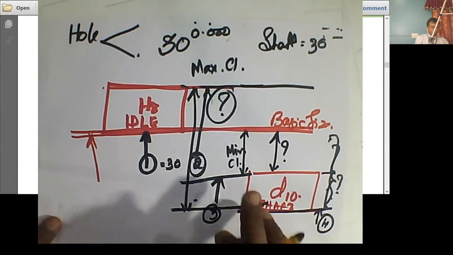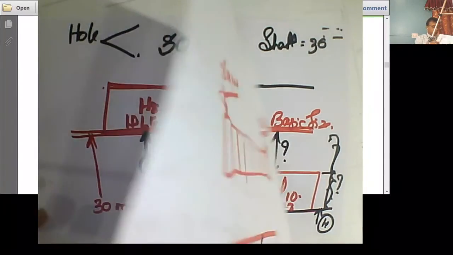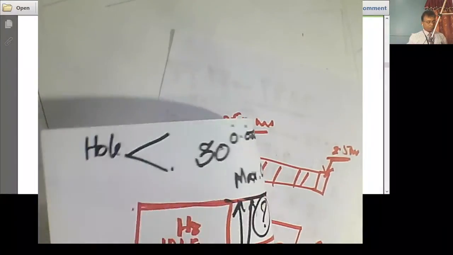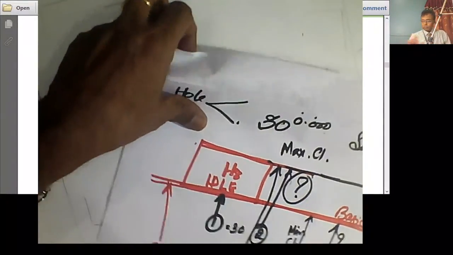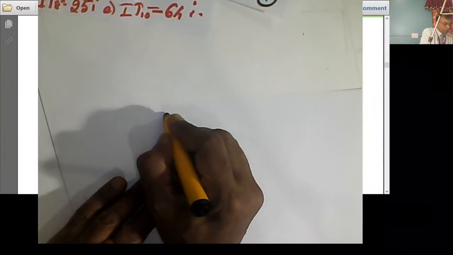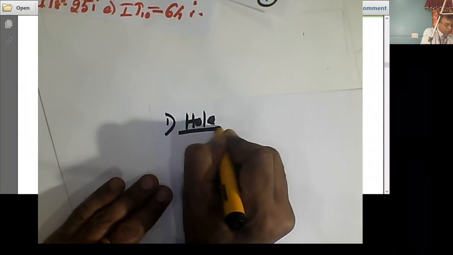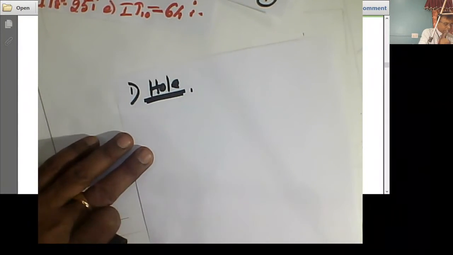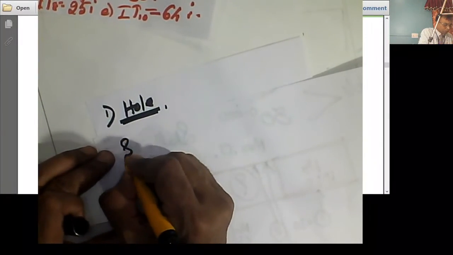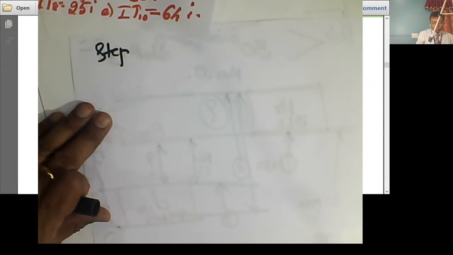Right. Now, we need to find out 1, 2, 3, 4. Let us solve the problem. First, let me solve the hole dimension. Prior to that, we need to solve these two parts. Very important.